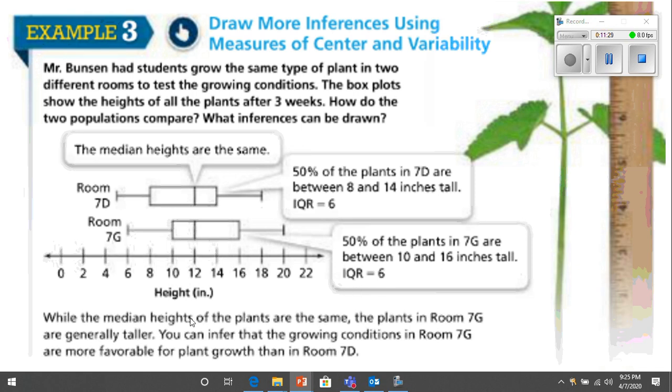While the median height of the plants are the same, the plants in room 7G are generally taller. You can infer that the growing conditions in room 7G are more favorable for plants' growth than room 7D.